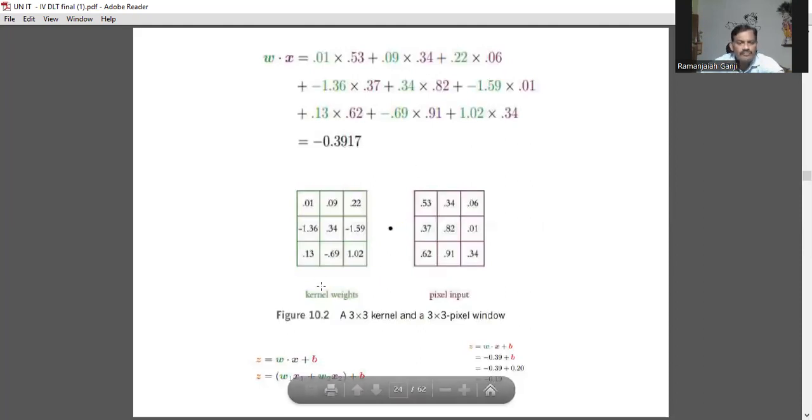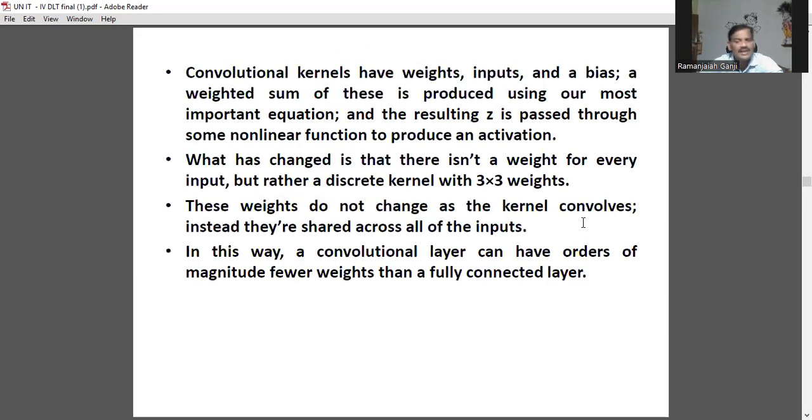See this? These are the kernel weights. These are the pixel values. 0.01 into 0.53 plus 0.09 into 0.34, 0.22 into 0.06, minus 1.36 into 37. These values are going to be multiplied in terms of Z is equal to W into X plus B. X consists of X1 and X2. W consists of W1 and W2. These elements will be computed to produce the required outcome.